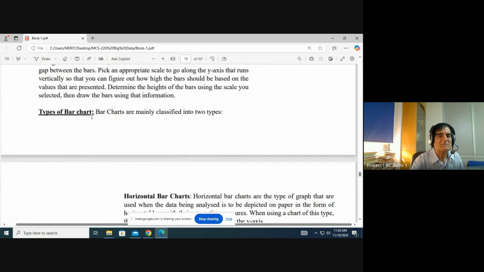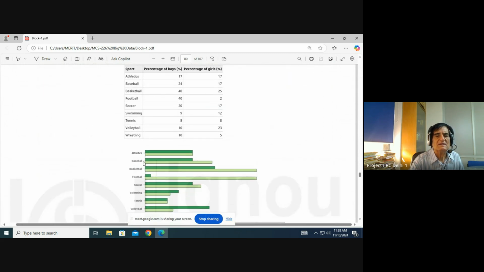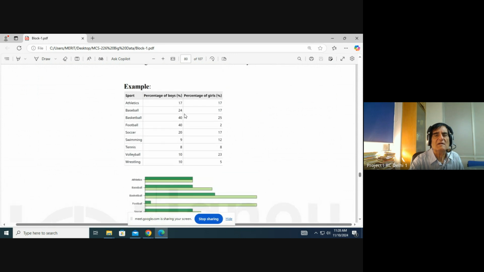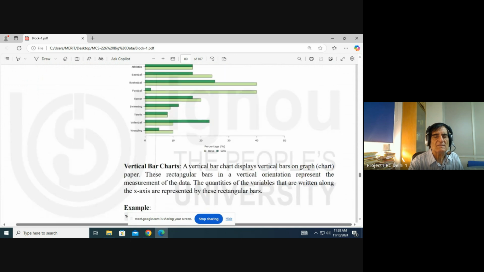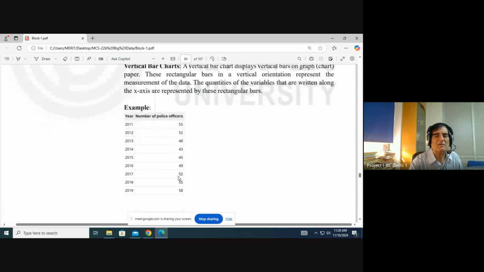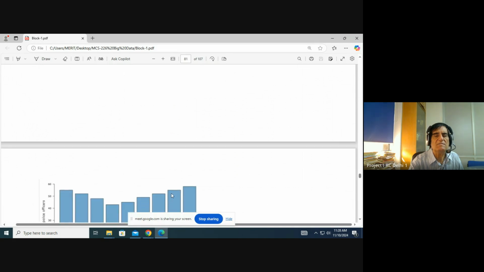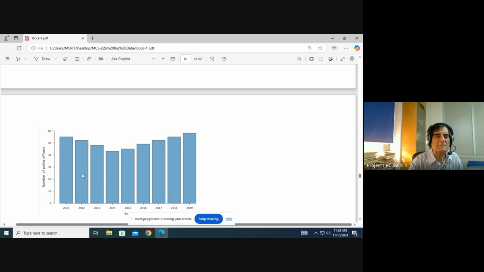A typical bar chart is like this. This is a bar chart. Okay. So athlete: boys 17%, girls 17%, boys 24%. Look, there are two colors, which show boys and girls differently. A vertical chart is like this, like a histogram but separated.